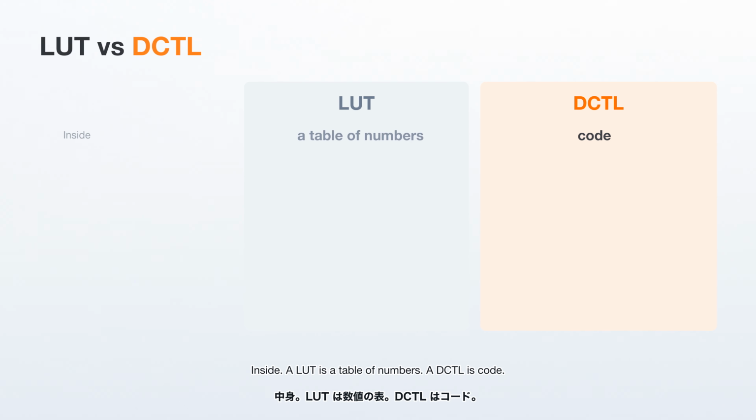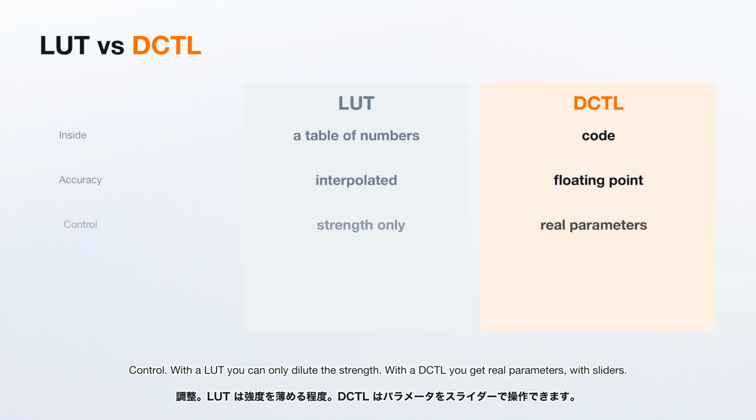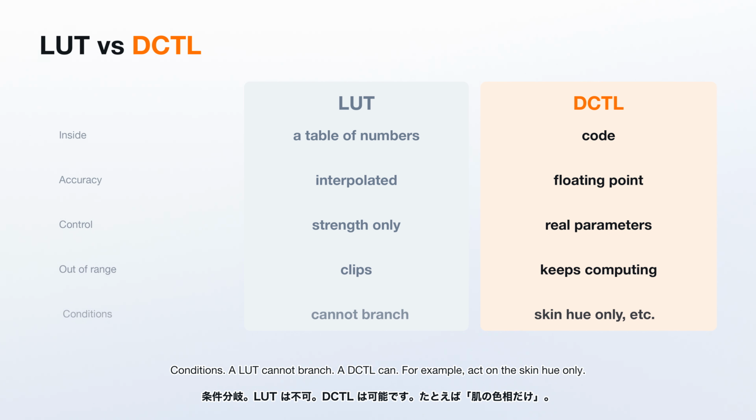Inside, a LUT is a table of numbers. A DCTL is code. Accuracy. A LUT interpolates between lattice points, so it carries an error. A DCTL evaluates the formula in floating point. Control. With a LUT you can only dilute the strength. With a DCTL you get real parameters, with sliders. Out of range color. A LUT tends to clip it. A DCTL carries it through the math intact. Conditions. A LUT cannot branch. A DCTL can. For example, act on the skin hue only.